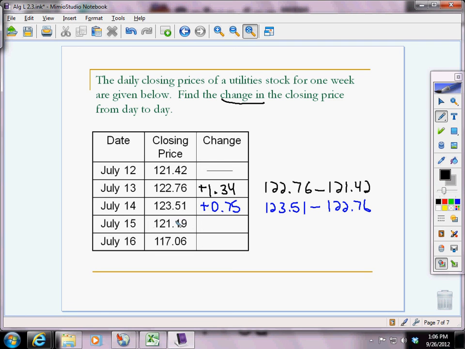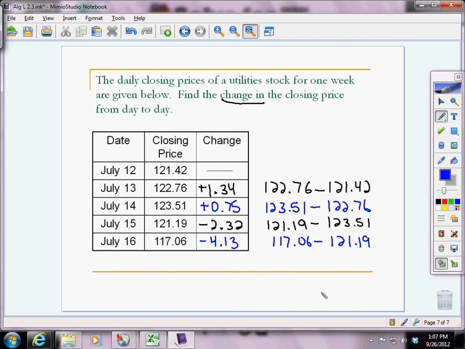If I want to know the change on July 15th, I take where we are right now, $121.19, and I subtract what it was previously, $123.51. Again, when you do that, this time we get a negative $2.32. We can see that it went down. And finally, if I want to know the change on July 16th, I take where I am now, and I subtract where it was the day before. And we get a negative $4.13.